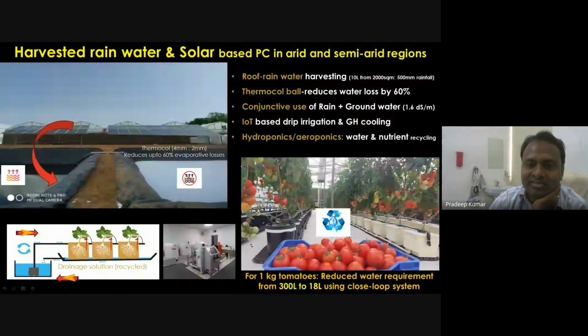Otherwise, in this case, only rainwater, and we do not use RO water, although in hydroponics RO water is always recommended. But if you don't have RO, then rainwater can be used. And when we put thermocol on the surface, there is also no problem with algae. So that water is only filtered and then used in the hydroponic system.